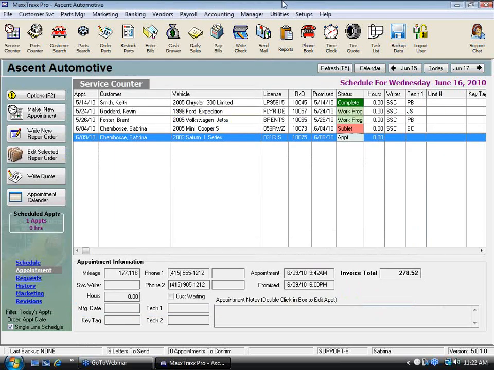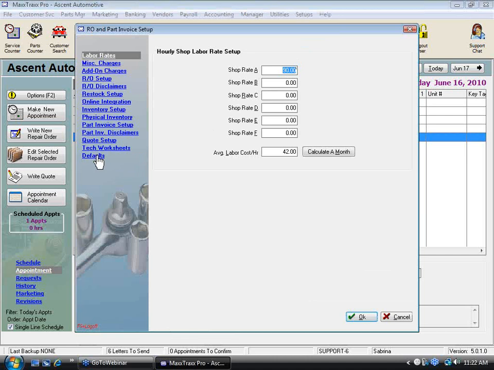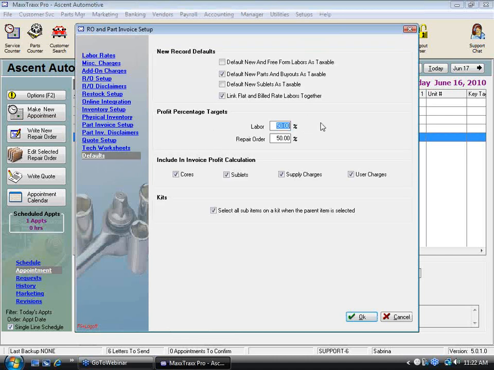Let's get out of there. I've got every warning turned on. So under setups, repair order, and parts invoices, remember this, the defaults. This is where I set my labor target, and this is where I set my repair order target. So it says if on my repair order, including in my profit calculation cores, sublets, supply charges, and user charges, including all of those, I want a target of 50%, meaning I want that button to turn green once I hit the target of 50%. If I'm 49%, 48%, 42%, it turns red. So that's how we turn that light on.